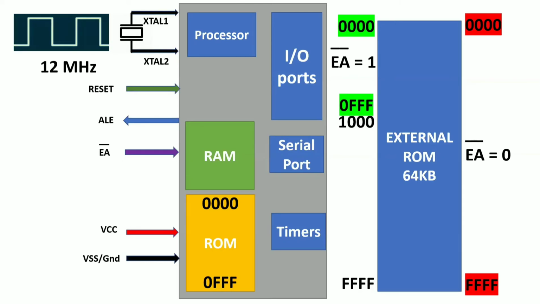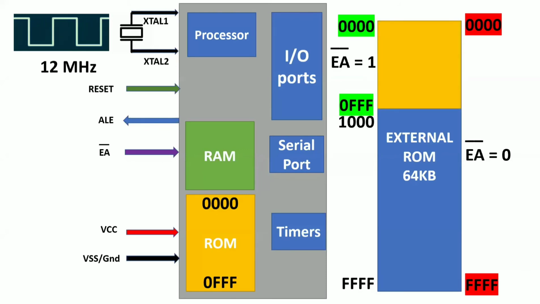Now tell me, the microcontroller will be in a confused state about whether it needs to get the data from the external ROM or the internal ROM. Why? Because if you take address 0001, it is the same address in the internal ROM as well as in the external ROM. So that leads to confusion. That's why the internal ROM addresses are a part of the external ROM.